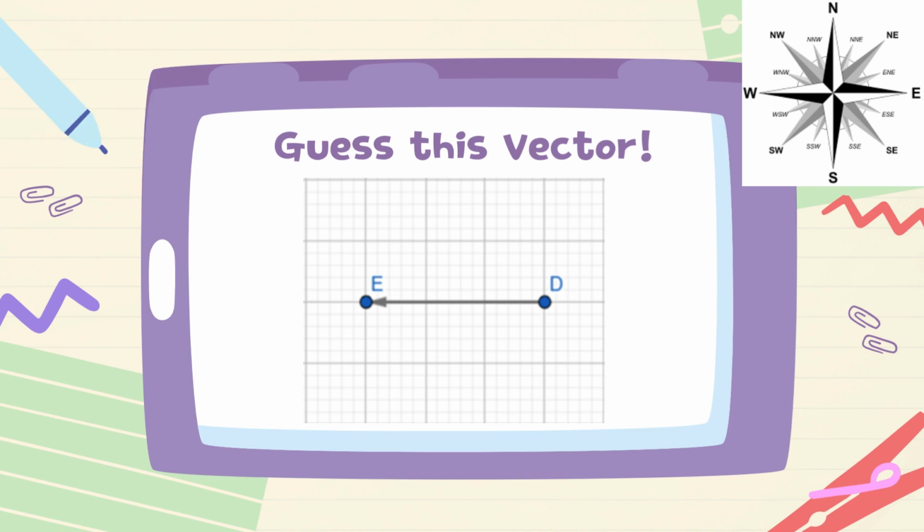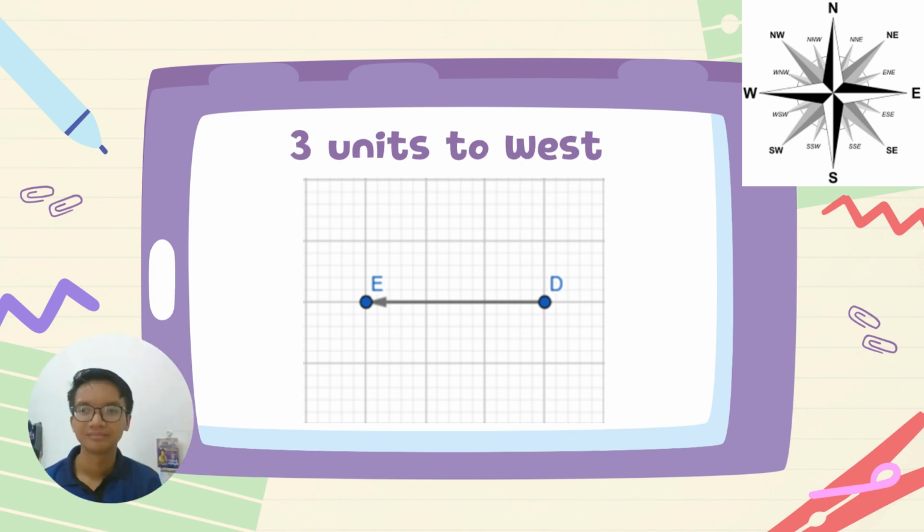My name is Zakwan from Maths 1. The answer will be 3 units to the west. Yes, exactly. The answer is 3 units to the west.